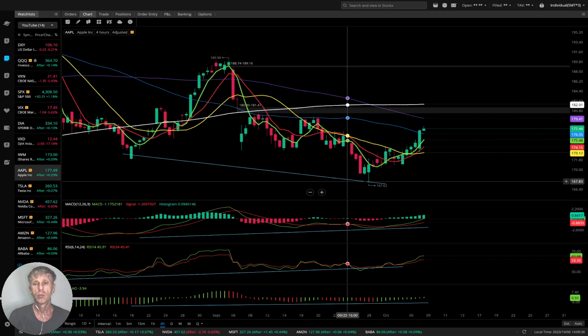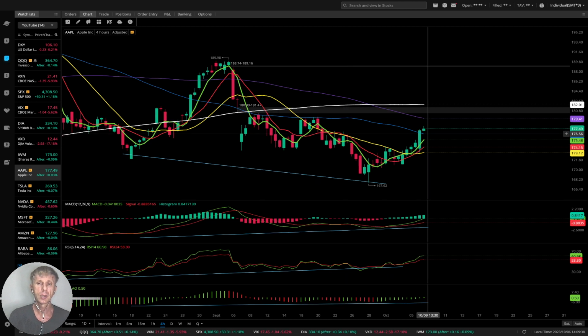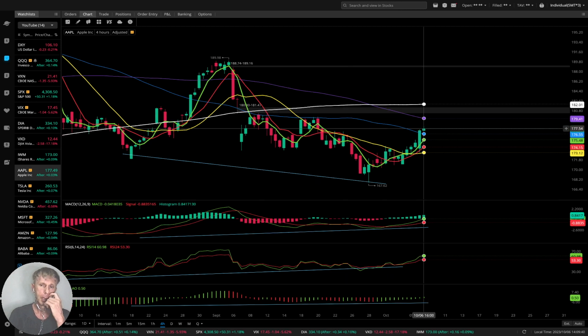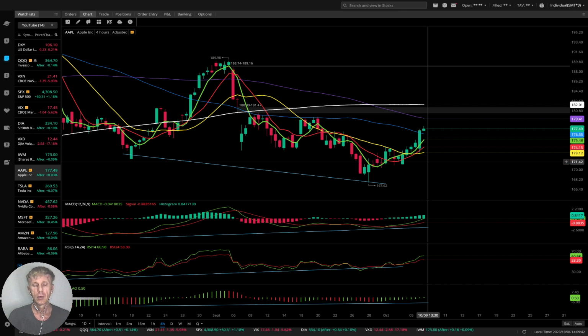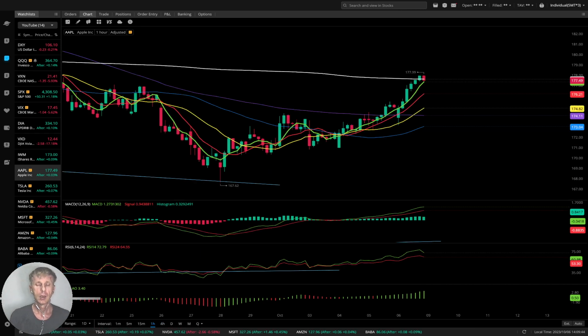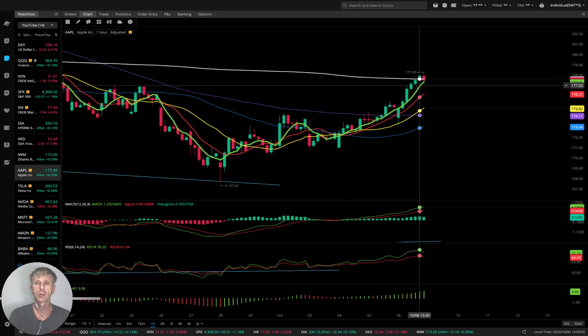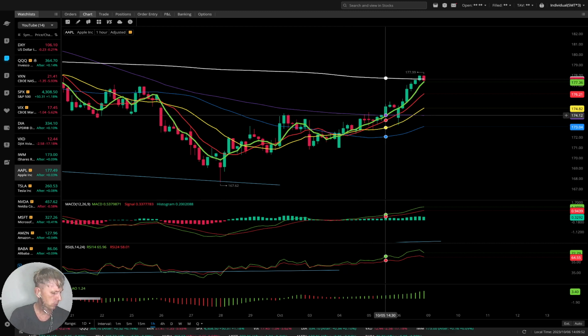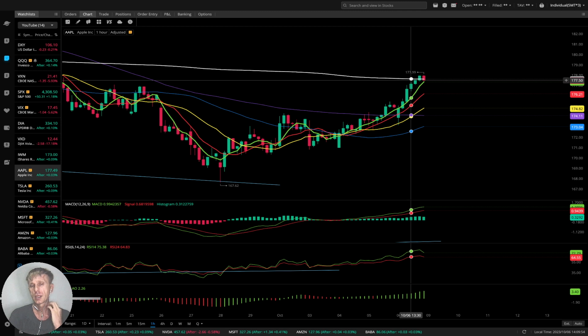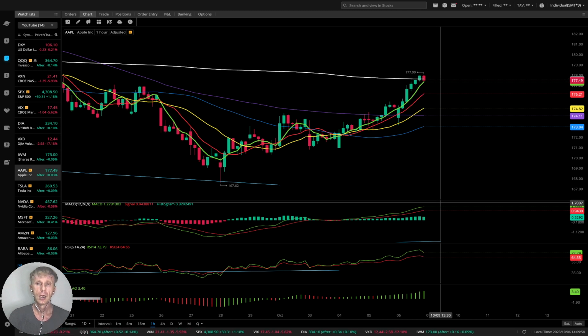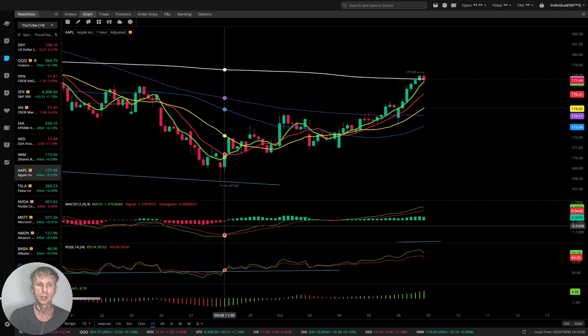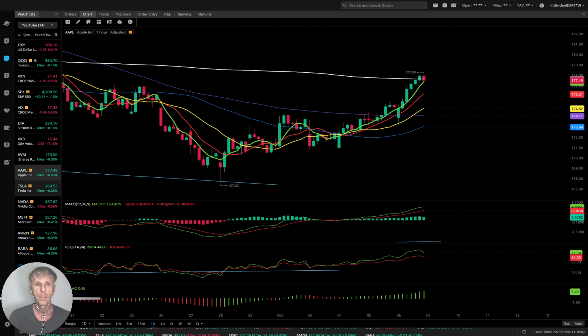4 hours time frame, bullish crossover, bullish reversal, last bar closed above MA 50. Nice bullish trend. 1 hour time frame, short squeeze all day. Just short squeeze for the last 2 days, actually. And it stopped at MA 200. MA 200 could be strong resistance for Apple. Let's move to Tesla.